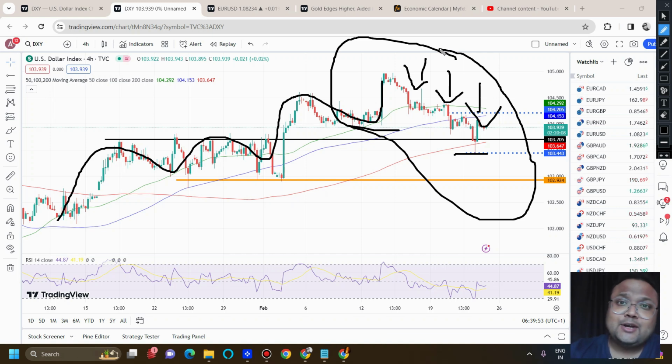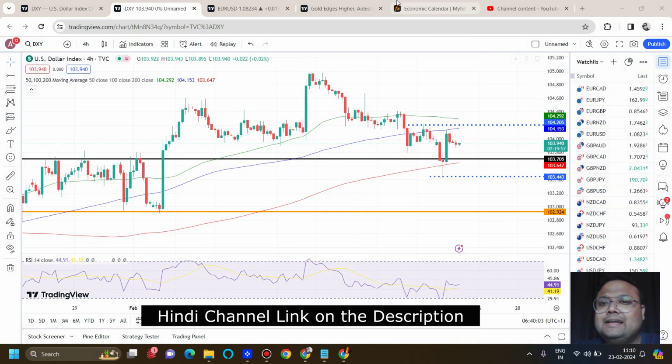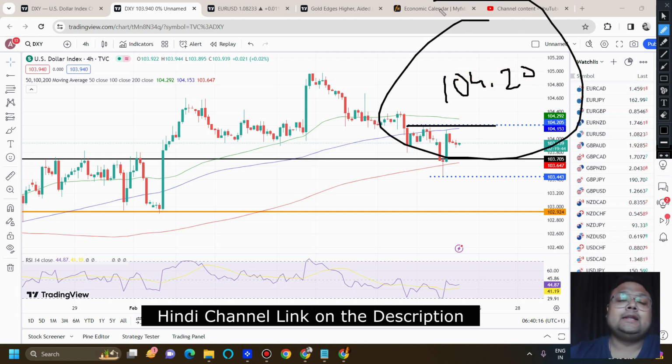So the next high of DXY is going to be very important. If DXY fails to form a higher high, listen to me carefully, if DXY fails to form a higher high, then we can expect that DXY will be going down. In simple words, if DXY needs to continue the upside, it will have to cross 104.20. Then only we can consider that DXY is still bullish. If DXY fails to cross this level, then we can expect that DXY is down.